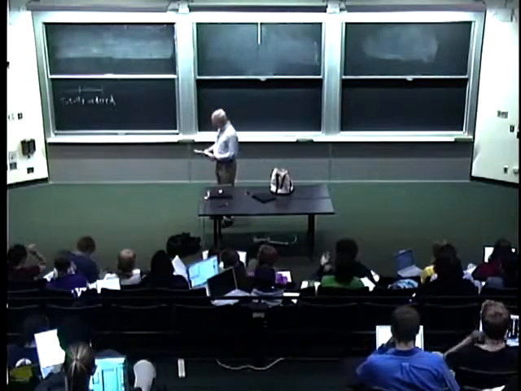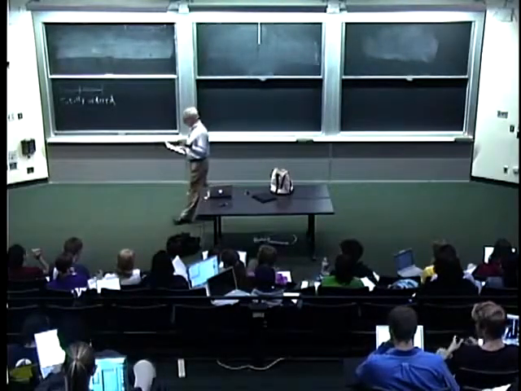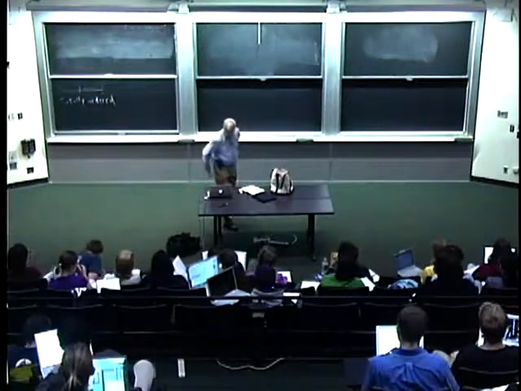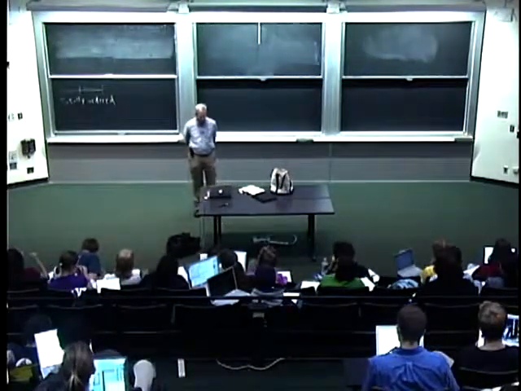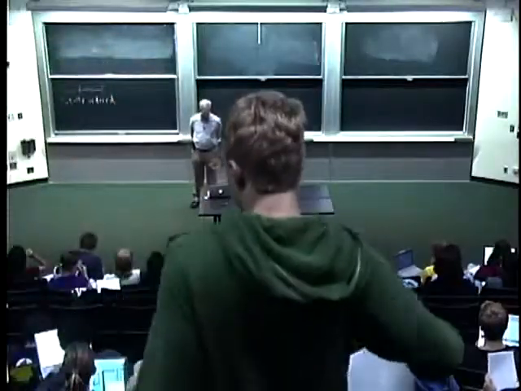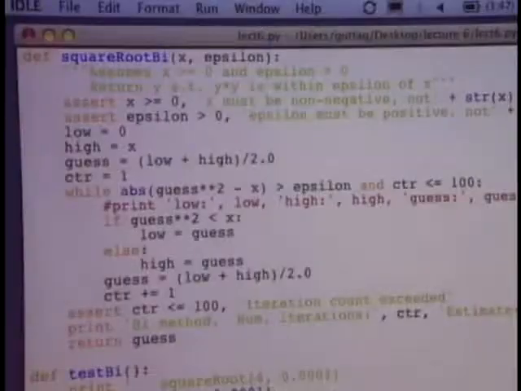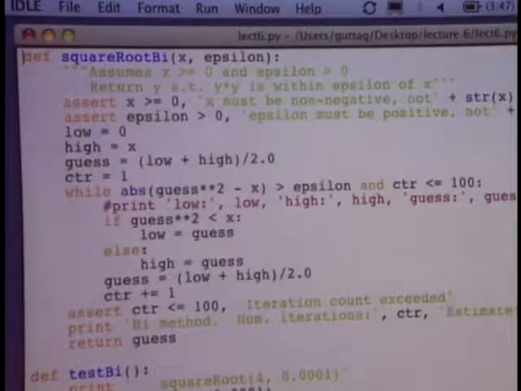All right, so now I've got the code up for you. I want you to notice the specification at the start. We're assuming that x is greater than or equal to 0 and epsilon is strictly greater than 0. And we're going to return some value y such that y squared is within epsilon of x.